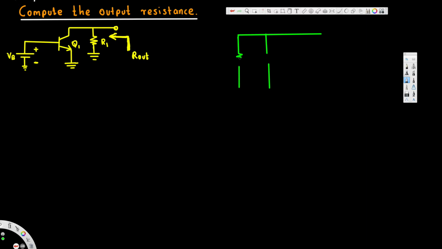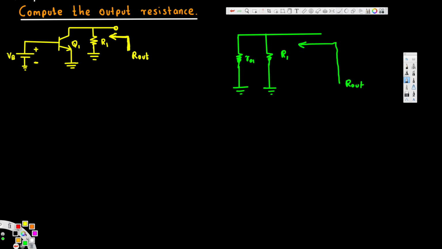Here we will have a resistor, and this is R1, and this one is R01, and this one is connected to the ground, this one connected to the ground, and here we have R output.